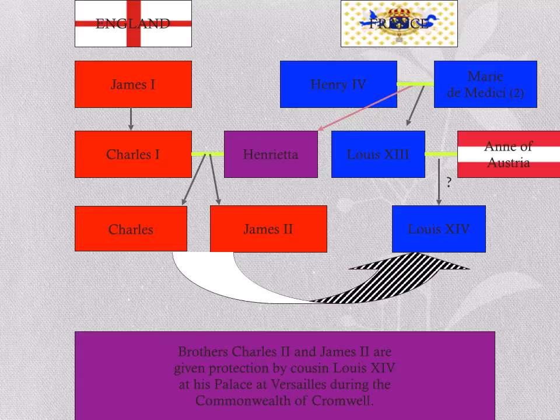And you remember also that after the English Civil War, during the Commonwealth of Cromwell, the children, or in this case young men, Charles and James, flee across the Channel, and they stay in France at Versailles with their cousin Louis XIV, who protects them and takes care of them during Cromwell's reign. And then, of course, they come back and they will become the monarchs of the Restoration.